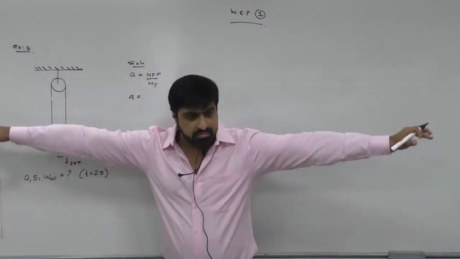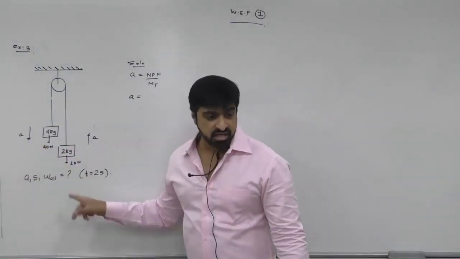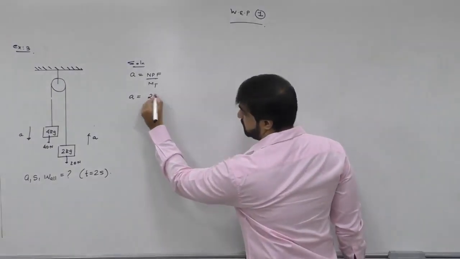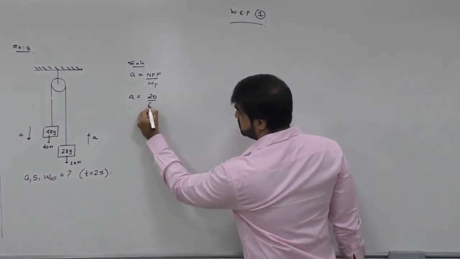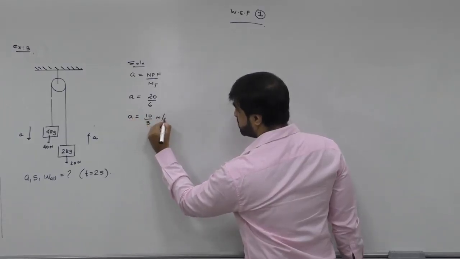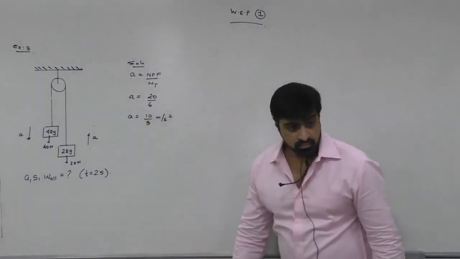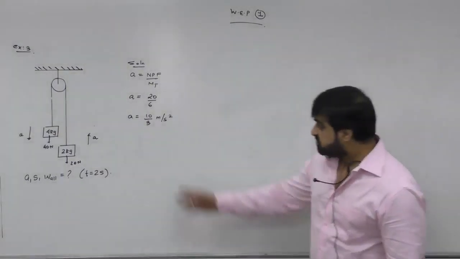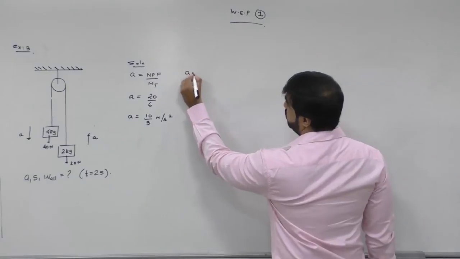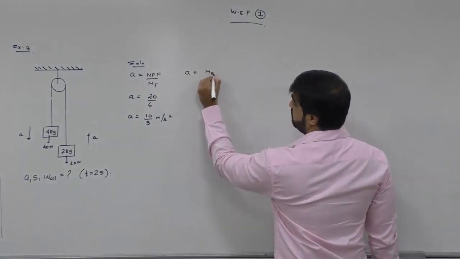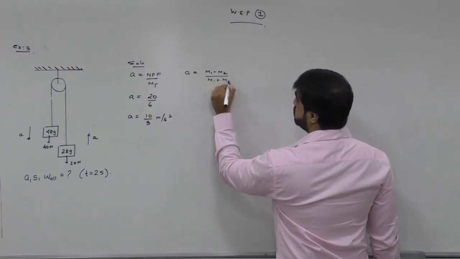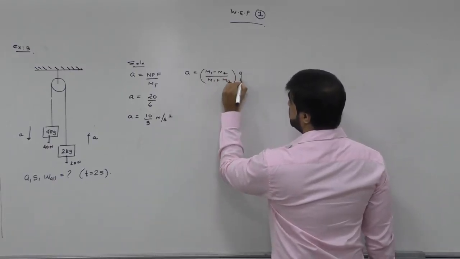How much is the net pulling force? Try to make it straight. 40 that side, 20 this side. So 40 minus 20 will become 20, right? By how much is the total mass? 6. So it will become 10 by 3 meter per second square, right or not? Or if any of this system appears, you can use the formula m1 minus m2 upon m1 plus m2 into g.